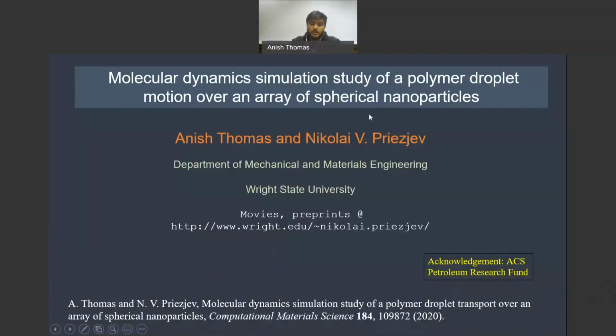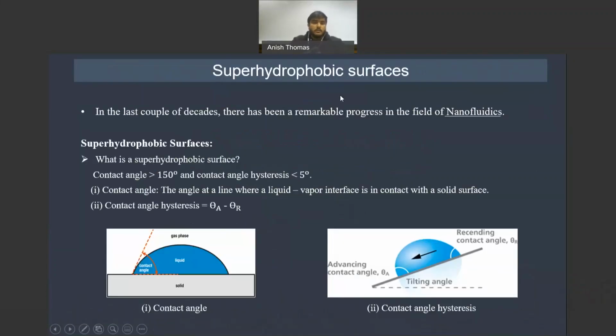of spherical nanoparticles. In the last couple of decades, there has been remarkable progress in the field of nanofluidics, especially in the field of water repellent surfaces, superhydrophobic surfaces. What is a superhydrophobic surface? A surface in which the contact angle is greater than 150 degrees and the contact angle hysteresis is less than 5 degrees.